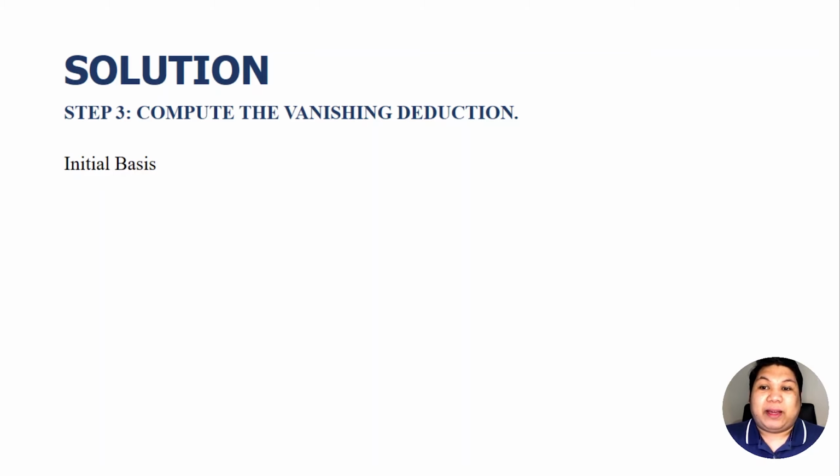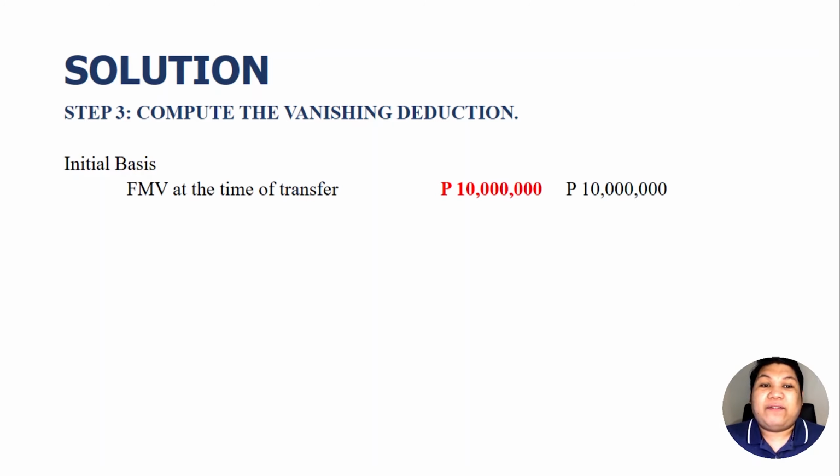So we are going to compare which fair value is lower. The fair value at the time of transfer was 10 million pesos, while the fair value at the time of death of Juan was 12 million pesos. Therefore, we are going to use the 10 million pesos, the lower amount.